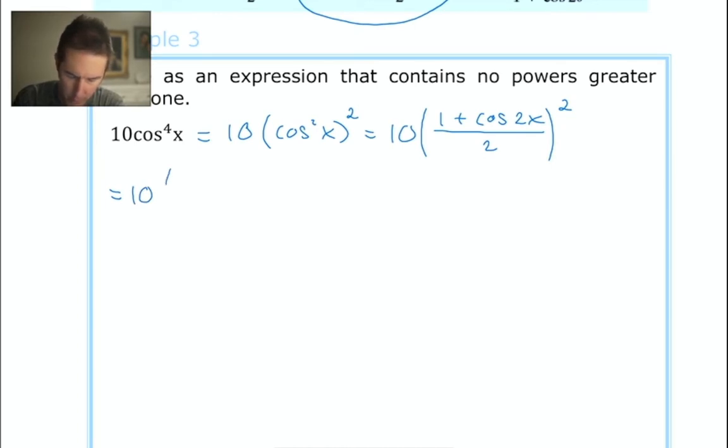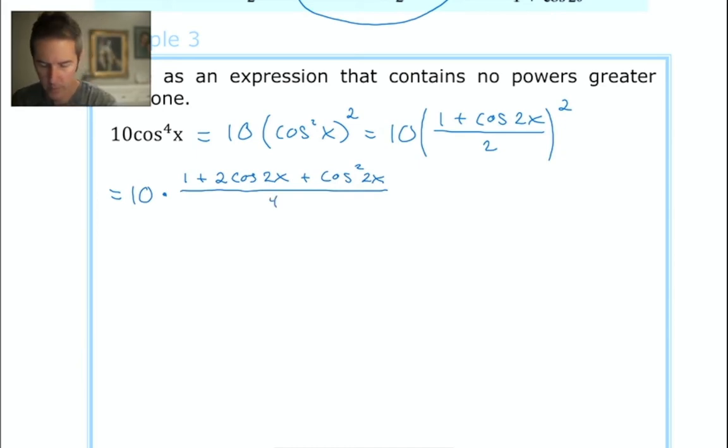In the numerator, when I square it, I don't really need that parenthesis actually. When I square the numerator and combine like terms, I get 1 plus 2 cosine 2x plus cosine squared 2x. And when I square the denominator, of course I get a 4.